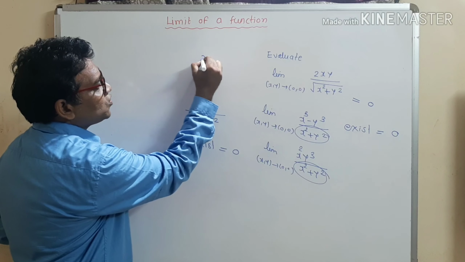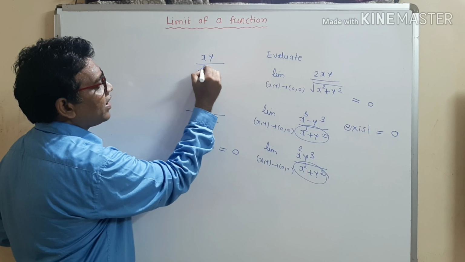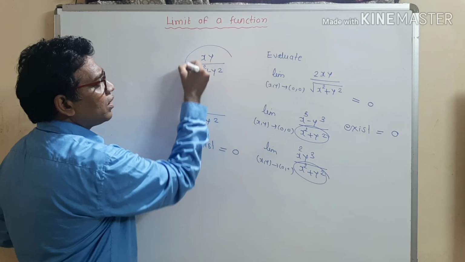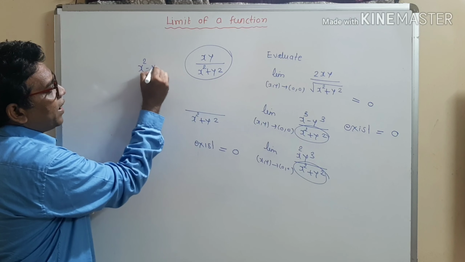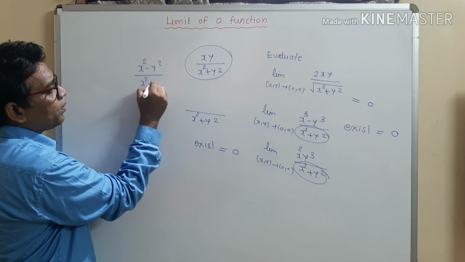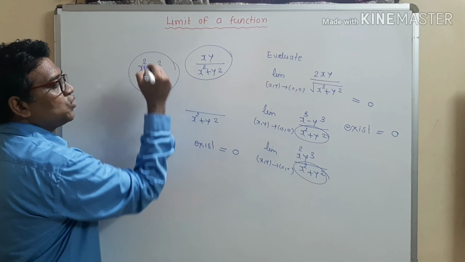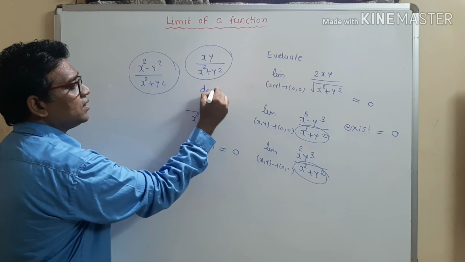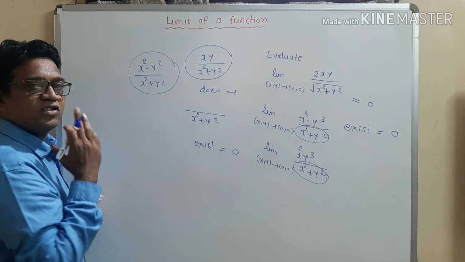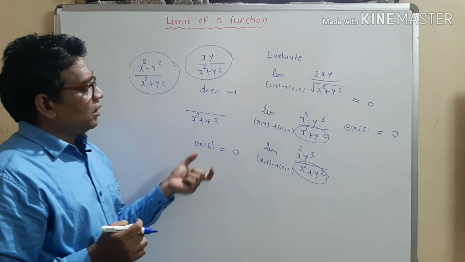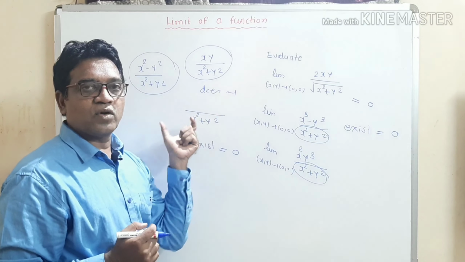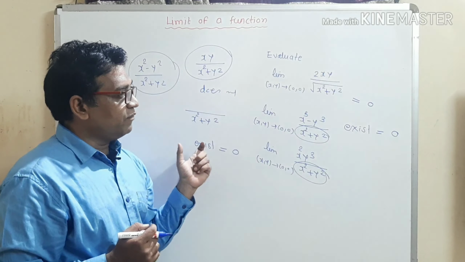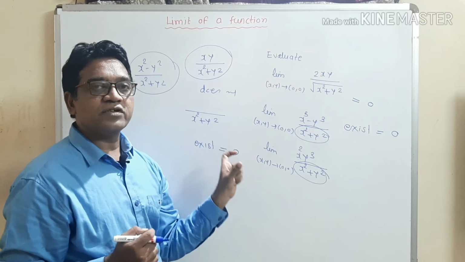If the function is homogeneous, just like xy divided by x² + y², now this is a homogeneous function, or (x² − y²) divided by (x² + y²), then its limit does not exist because it is a homogeneous function. For a homogeneous function, we cannot find the limit because the limit does not exist. We require some non-homogeneous function.